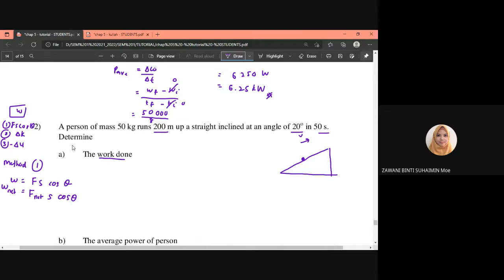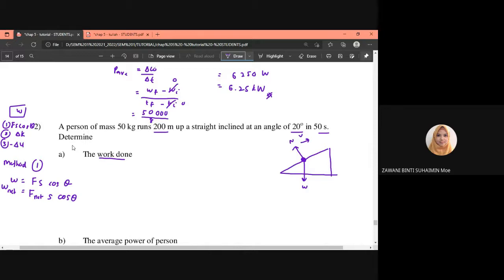Okay, so apa force yang ada dekat person tersebut? First, kita ada weight. Lepas tu mestilah kita ada normal. Kita tak ada tension, kita tak ada external force. Dan juga friction pun tak ada sebab dia tak cakap apa-apa berkenaan dengan friction. So we assume this surface is a smooth surface lah. So maksudnya dalam sistem kita ada dua force sahaja.